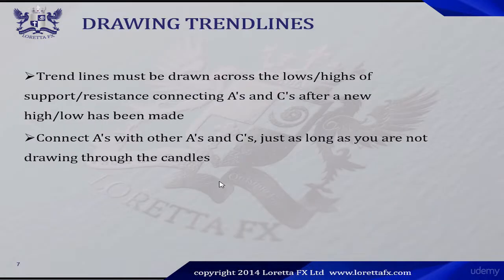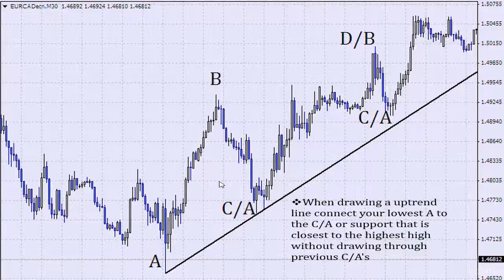Now, trend lines must be drawn across the lows or across the highs of support or resistance, connecting A's and C's after a new high or a new low has been made. And this is extremely important. Remember, after a new high or after a new low has been made. So we're going to connect A's with other A's and C's, just as long as you're not drawing through the other candles. And we're going to take a look at that.